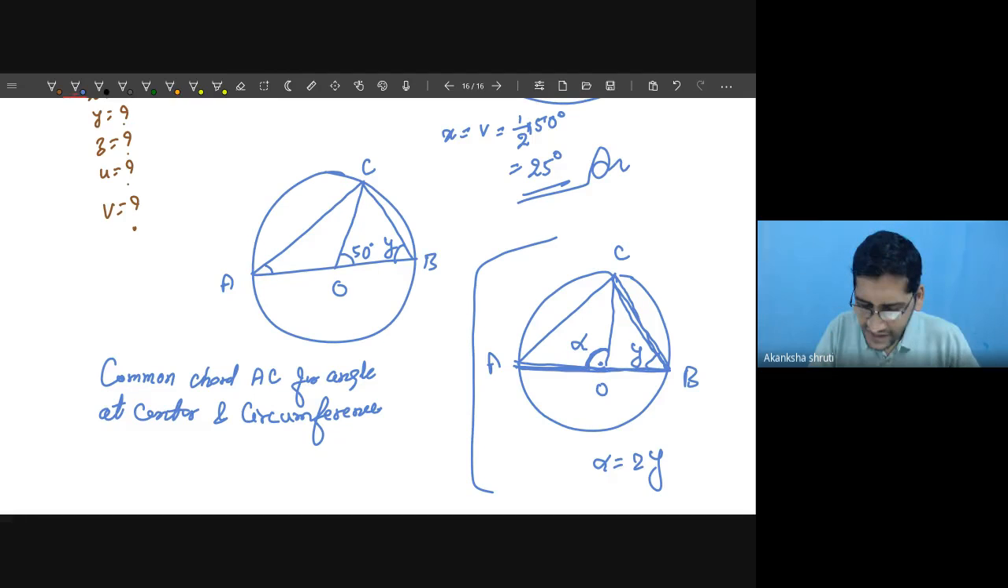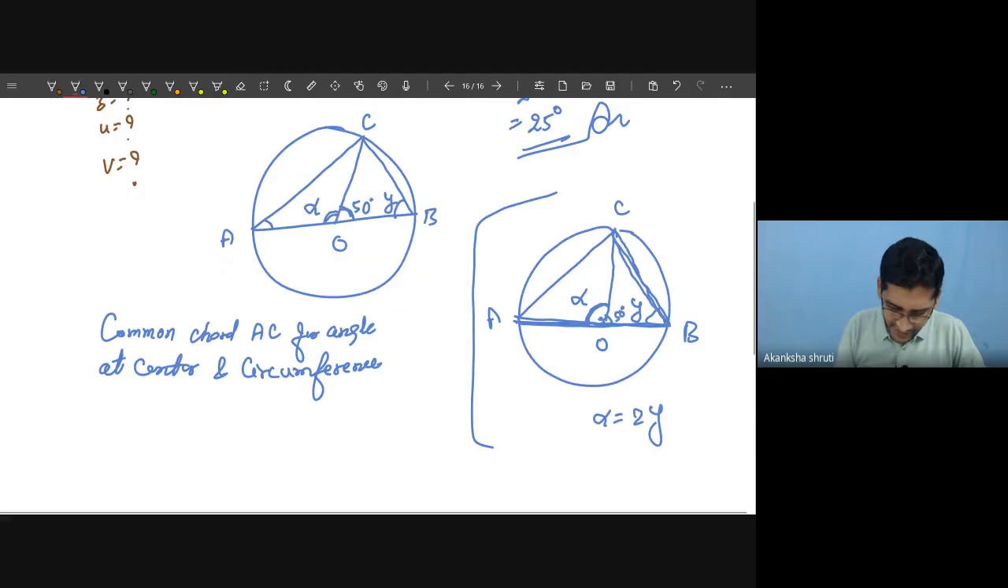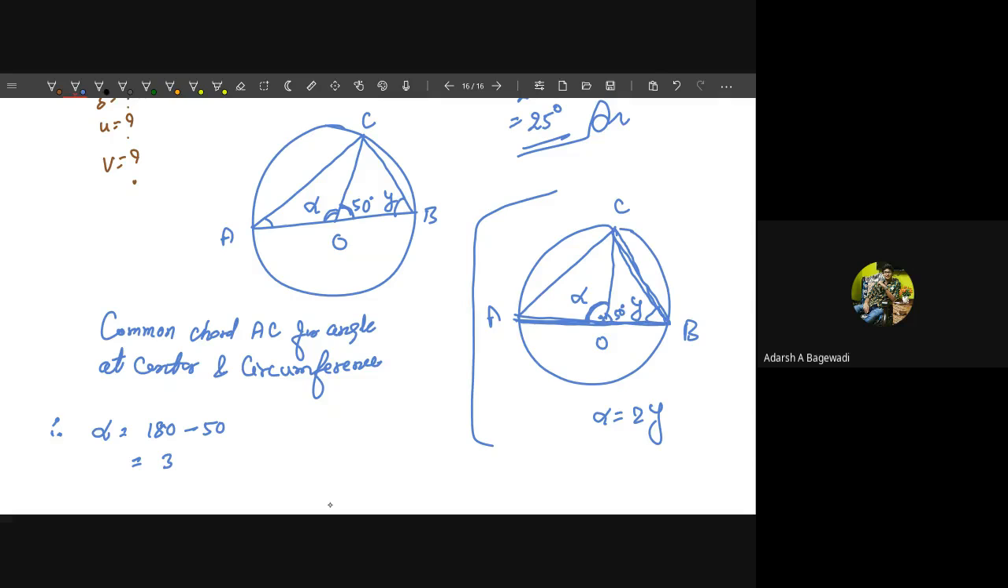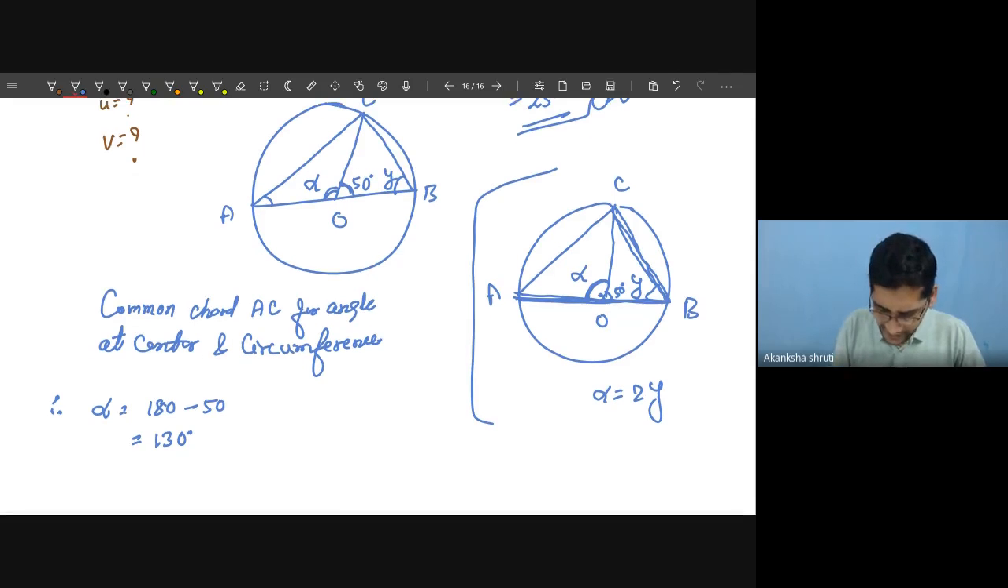But here it is given that this angle is 50 degrees. So what will be the alpha first? That we need to calculate. So let us denote this angle as the alpha. Therefore, alpha is equal to 180 degrees minus 50 degrees, the linear pair. So how much is this? 130 degrees. 180 minus 50 is our 130 degrees. So it is the linear pair condition that we have applied here.